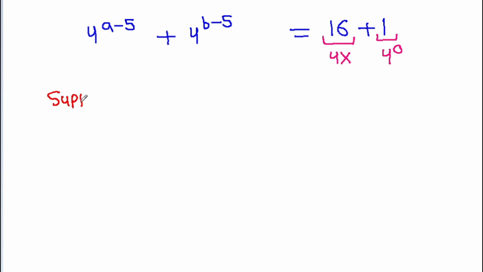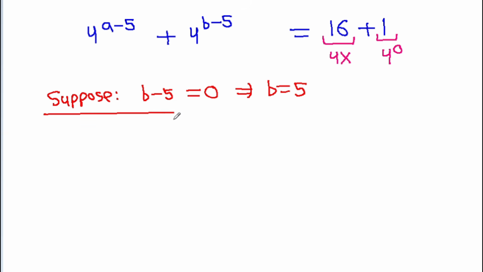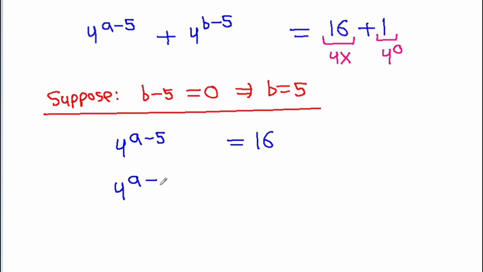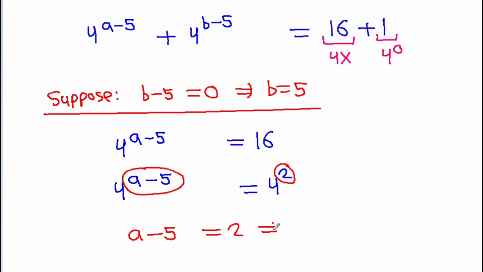So suppose b-5 is 0, that means b is 5. That means 4^(a-5) is 16 and 16 is 4 squared. So a-5 is 2, that means a is 7.